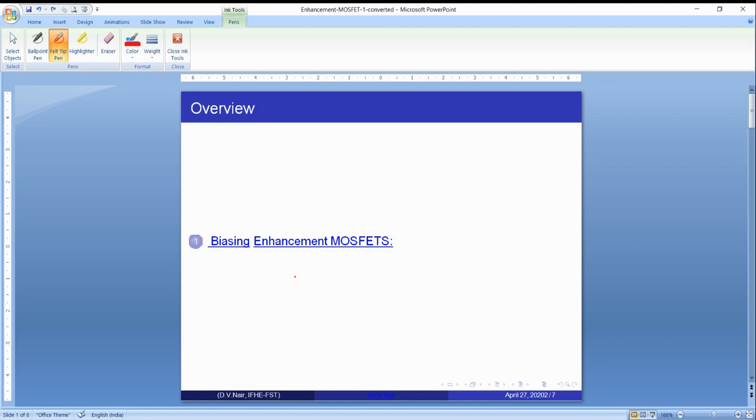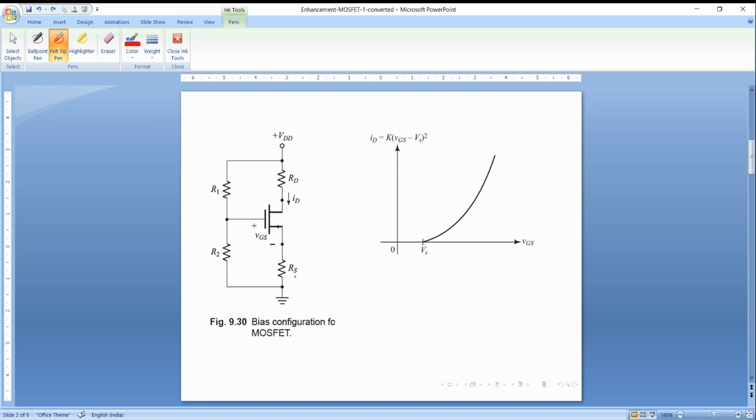Hello students, in this lecture we'll study about biasing of enhancement MOSFET. In the last lecture we studied about biasing of a JFET. Three different types of biasing we studied: one is fixed bias, self bias, and a combination of self and fixed bias. So I am taking into consideration the N-channel MOSFET.